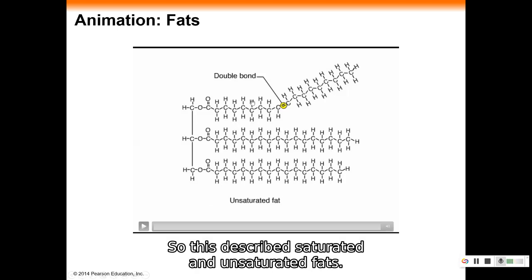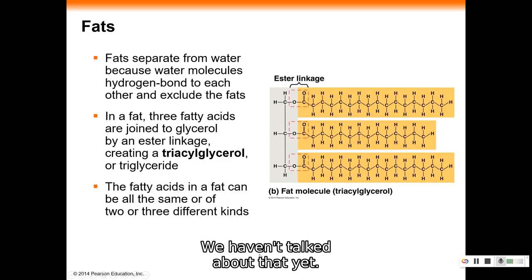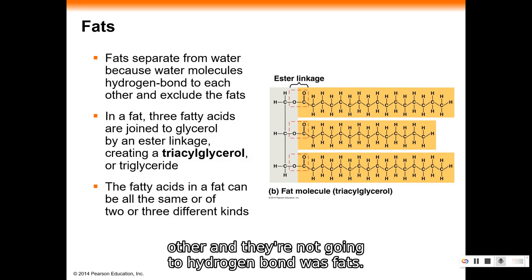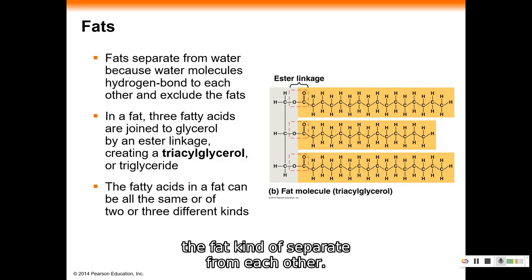Okay, so this described saturated and unsaturated fats. We haven't talked about that yet. We'll get back to that in just a second. So fats will separate from water because water molecules will hydrogen bond with each other, and they're not going to hydrogen bond with fats. So the water and the fat kind of separate from each other.